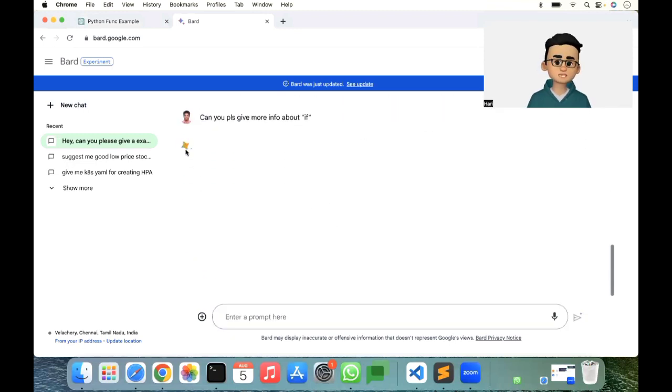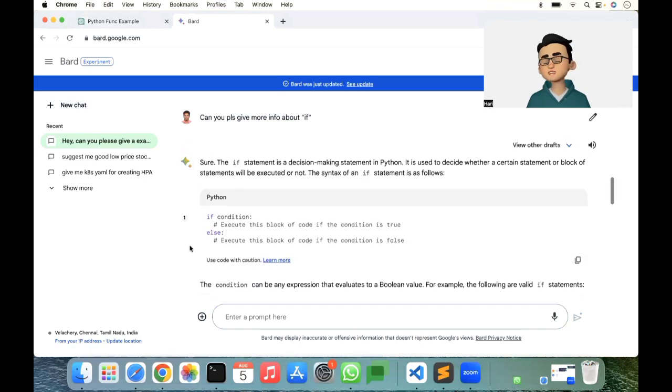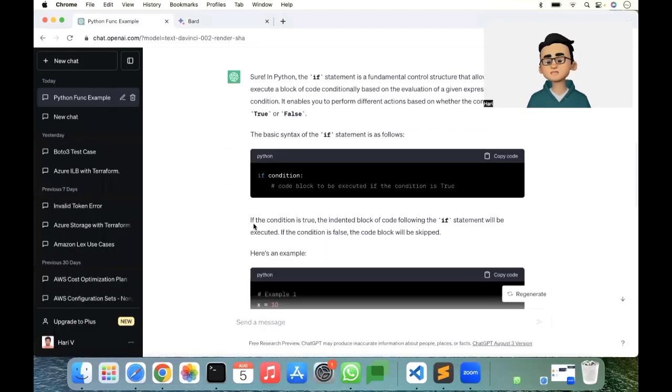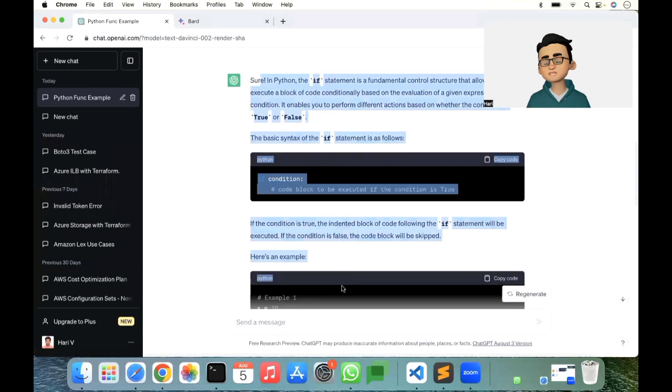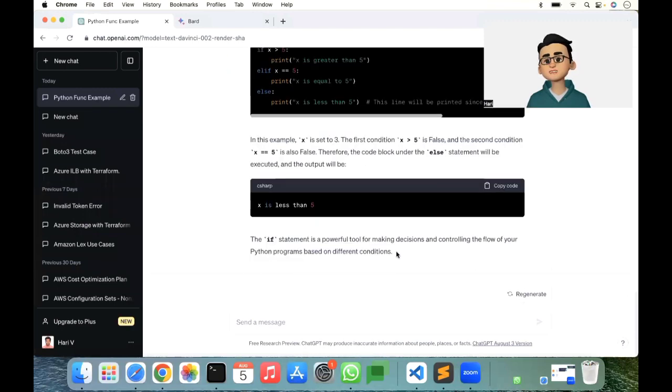See, it's taking time, loading. Almost 3, 4, 5 seconds it's taking to generate your answer. But another good thing is that here with ChatGPT it types one by one, and once it is completed at the end, we have to wait for the whole thing to finish.